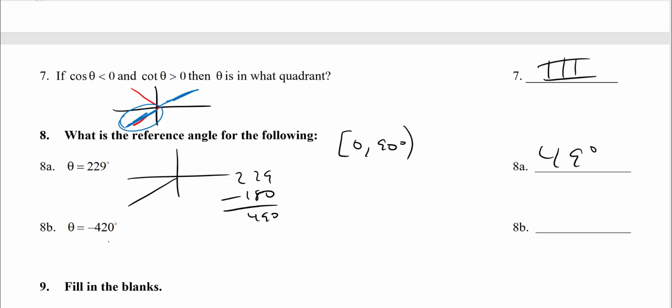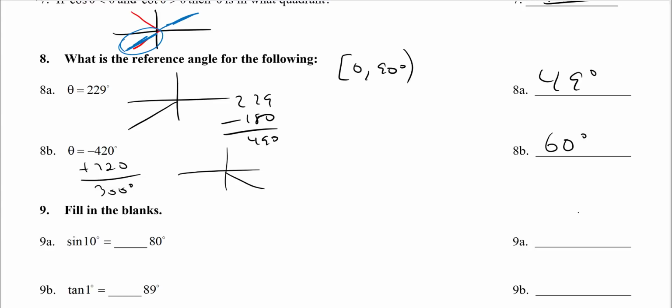Okay. The first thing you got to do this one is you got to add 360 two times. So plus 720 gives me 300 degrees, right? And 300 degrees is here. So to get the reference angle, 360 minus 300 is 60 degrees. So there's your reference angle.